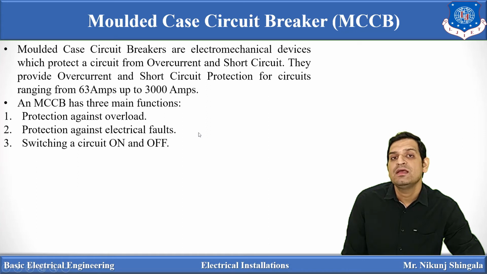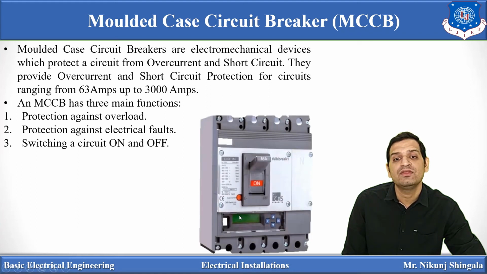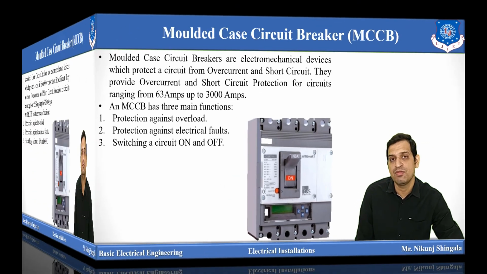MCCB and MCB is different in the case of rating. In MCCB, the tripping mechanisms are molded in a case, and that's why it is known as a molded case circuit breaker. Here you can see this is nothing but the MCCB, and in MCCB both tripping mechanisms are molded in a case. That's why it is known as a MCCB, that is a molded case circuit breaker. Advantages of MCCB is that it can work at high current rating capacity as compared to the MCB.